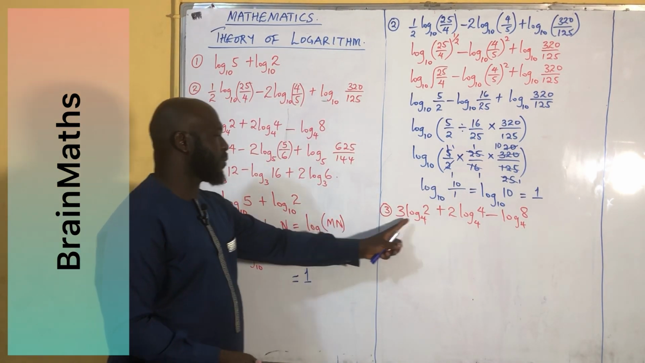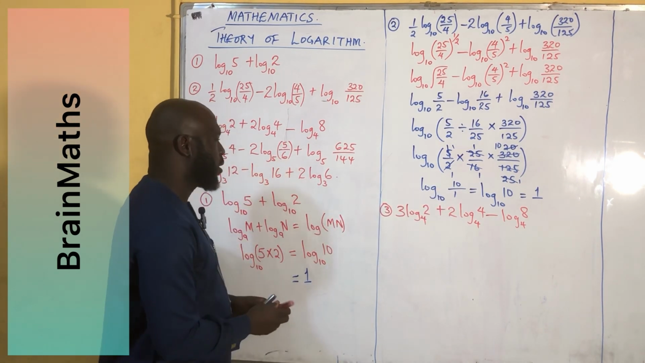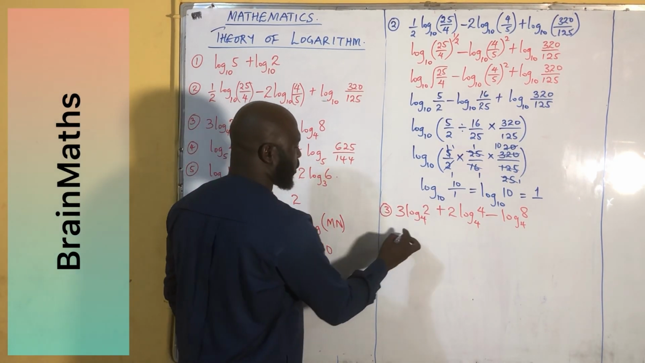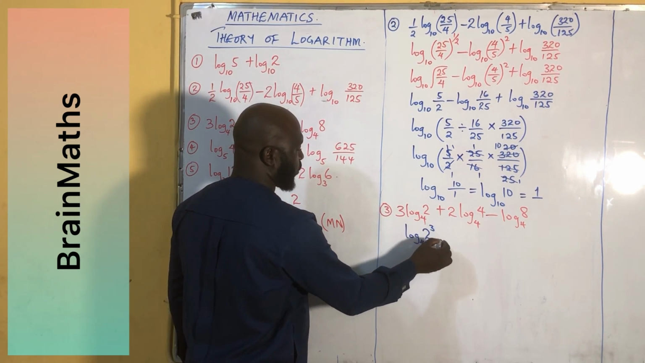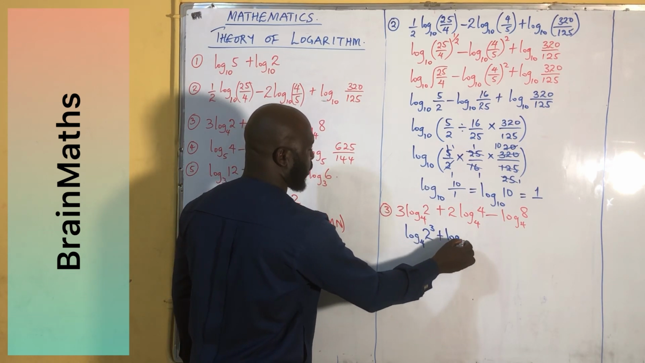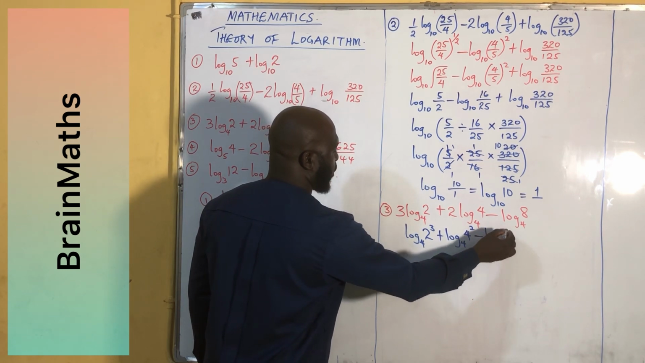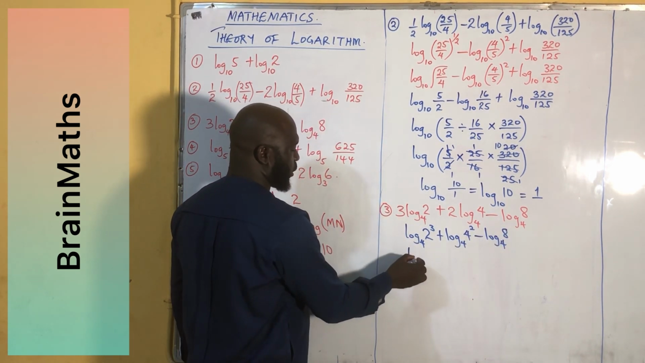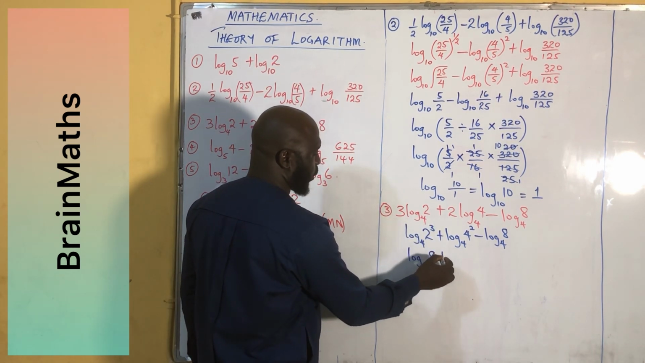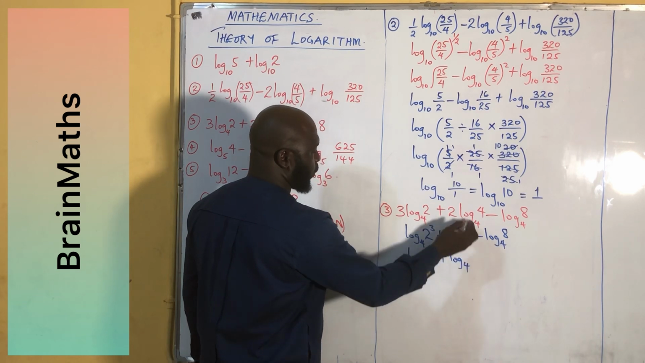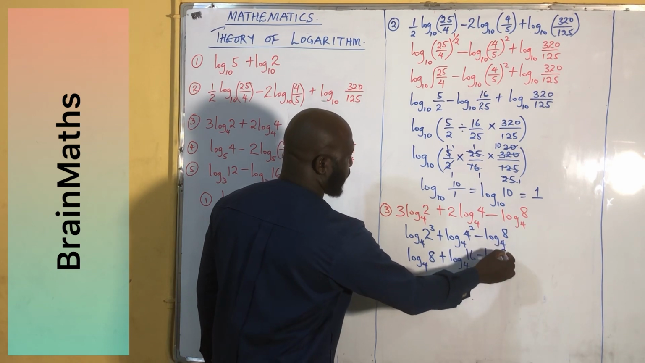So the only thing we have to do quickly is to take the whole number back to their original spot, and that will give us logarithm in base 4 of 2 raised to power 3 plus logarithm in base 4 of 4 raised to power 2 minus logarithm in base 4 of 8. So this will lead us to logarithm in base 4 of 2 raised to power 3, which is 8, plus logarithm in base 4 of 4 raised to power 2, which is 16, minus logarithm in base 4 of 8.